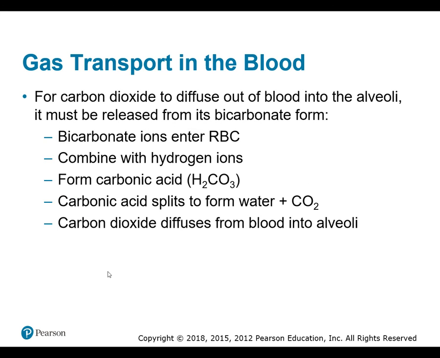Now, for carbon dioxide to get out of the blood and into the alveoli, it has to be released from this bicarbonate form that it actually travels as. So what happens is this bicarbonate ion enters red blood cells, combines with hydrogen to make carbonic acid, and this carbonic acid then breaks down into water and CO2, where that CO2 now can diffuse out of the blood and go into the lungs.